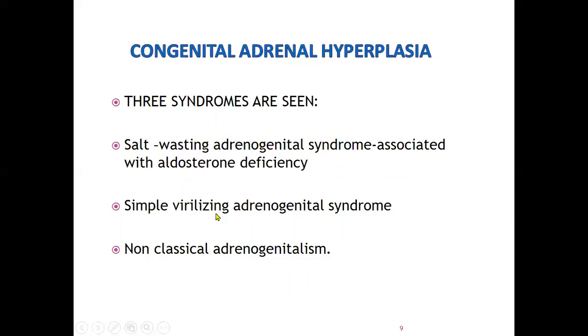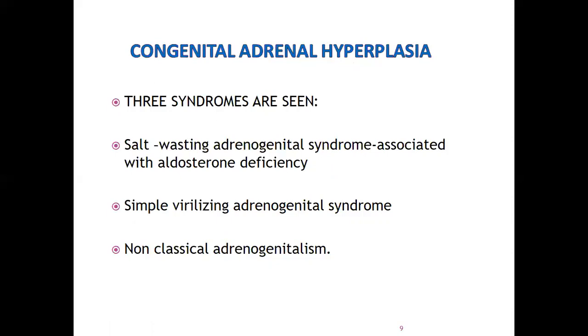The second form is the simple virilizing adrenogenital syndrome. In this form, cortisol synthesis is impaired and leads to increased androgen activity, but there is sufficient enzyme activity to maintain normal or only slightly decreased aldosterone production. This has to be remembered. In this category of congenital adrenal hyperplasia, aldosterone production is slightly decreased, or it may be a little bit normal.